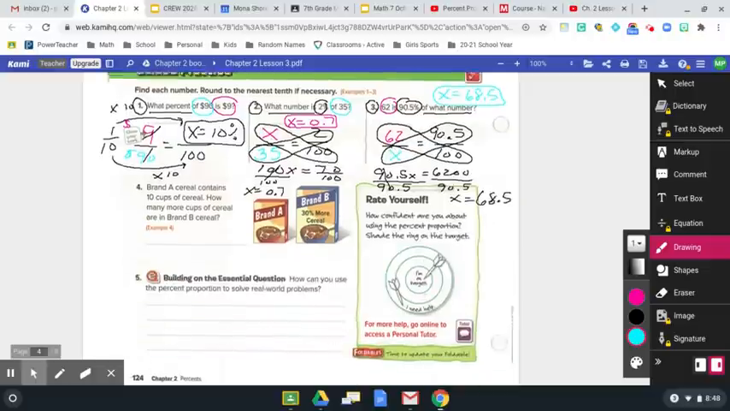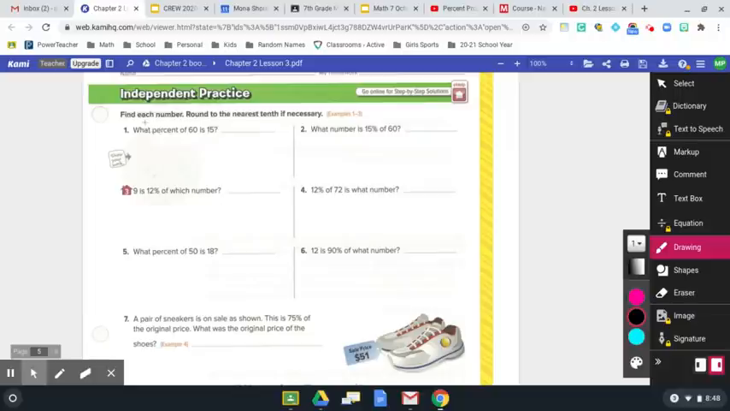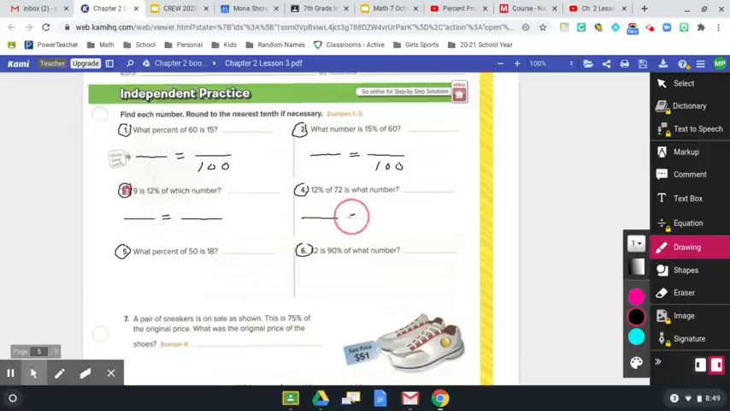The next thing that you're going to do is independent practice, and you're going to do problems 1 through 6 right now on your own. And then you will check your answers after you do those. Again, keep in mind what I said about getting those proportions set up and filling in what you can. And then you could use the colors to help you fill in your proportion and solve for that missing value.